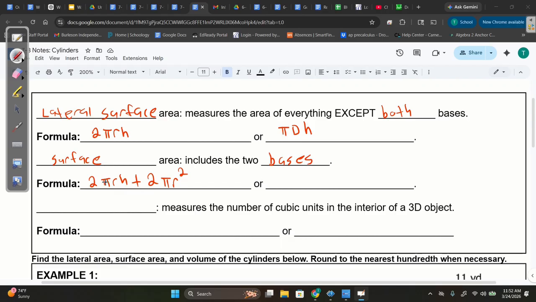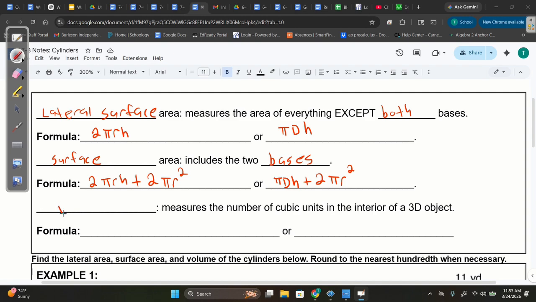We could also change this around a little bit because this first part here is just the lateral surface area formula. We could use this version instead. Pi dh plus 2 pi r squared. But again, this 2 pi r squared is just referring to adding the 2 bases together.